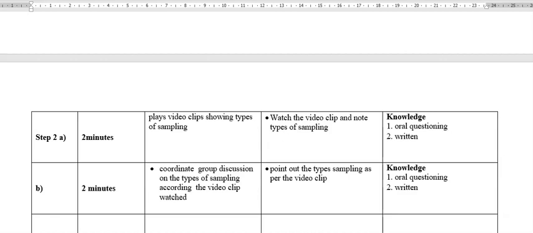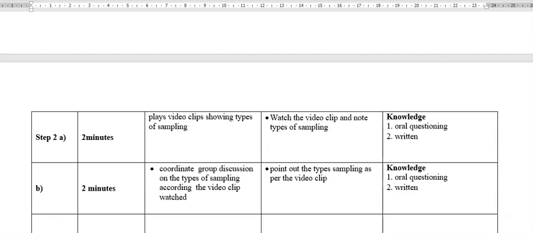Yeah, that's correct. For the non-probability type of sampling, this is the type of sampling where individuals are not selected in a random way. Not every member has a chance to be selected. So the non-probability type of sampling also has some types. It has the convenience sampling, it has the quota sampling, and also it has the purposive sampling.